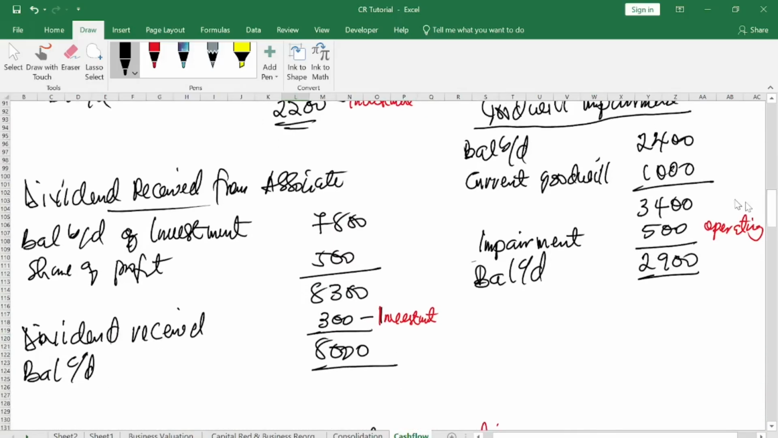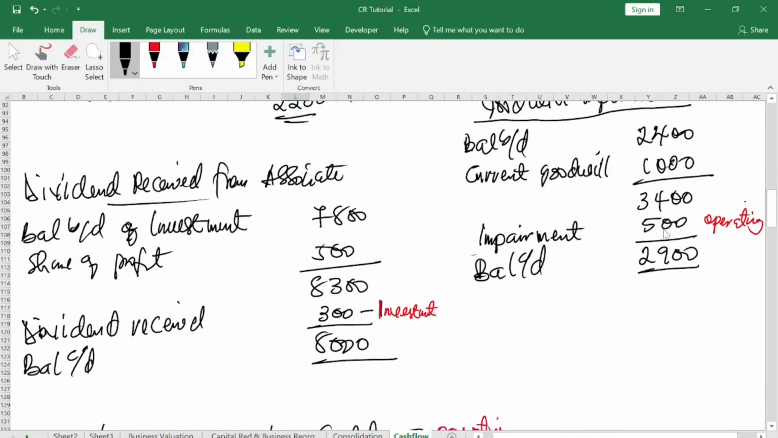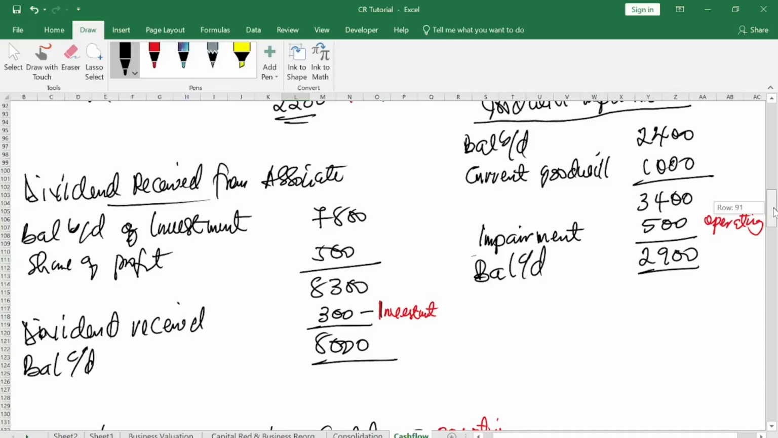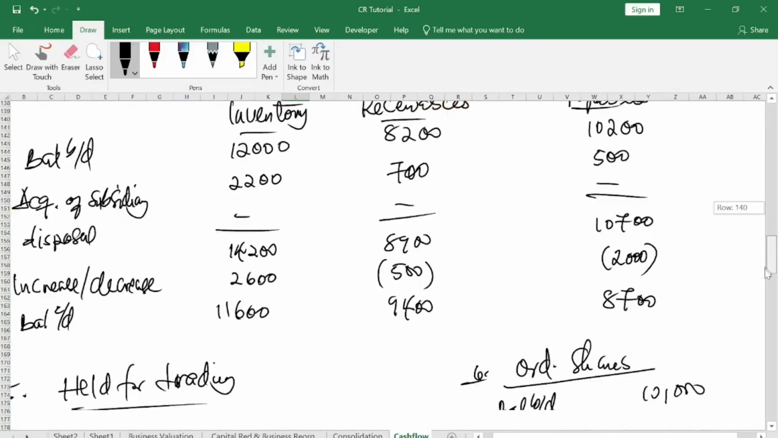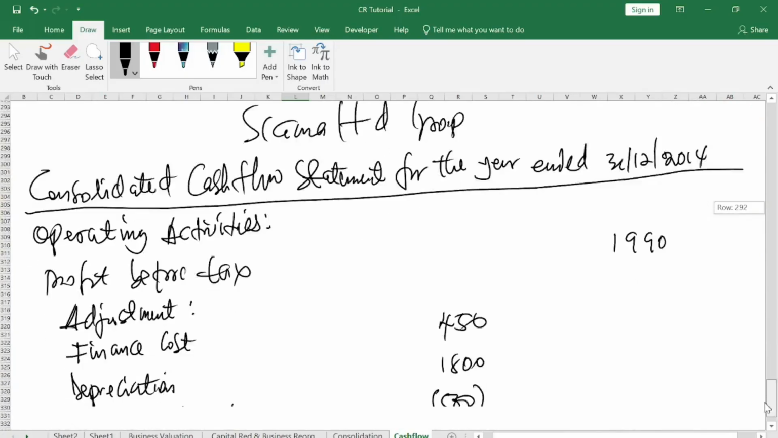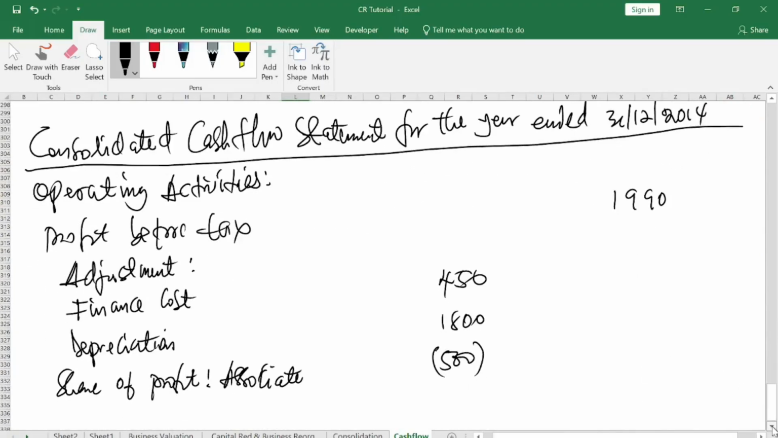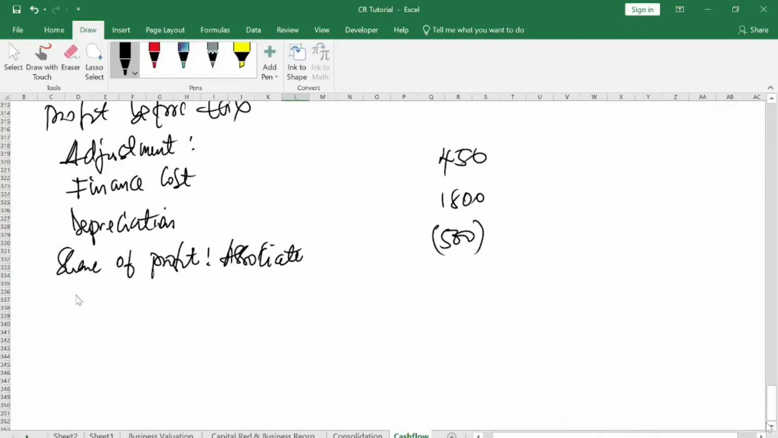Have you seen the goodwill impairment? What do we do with the goodwill impairment, the 500? We are going to add back. So you have a goodwill impairment, add back 500 goodwill impairment.